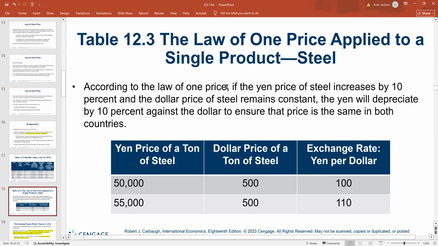Here's just an example. It says, according to the law of one price, if the dollar price of steel stays constant and the yen price of steel increases by 10%, then what happens? So you might have a situation like this, where on one day it takes 50,000 yen. A yen's not very big. It's two orders of magnitude different than the dollar, but it takes 50,000 yen to buy a ton of steel one day, and maybe a year later it takes 55,000 yen to buy a ton. That would be a 10% increase in the price of steel in yen, say in Japan.